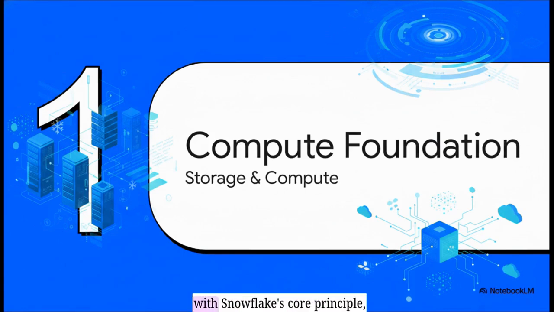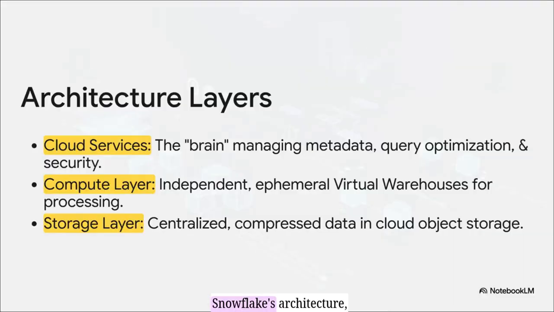Okay, so it all begins with Snowflake's core principle, the complete and independent separation of storage and compute. This is really the architectural hallmark that enables the platform's incredible elasticity and concurrency. Snowflake's architecture, as you know, has three distinct layers. At the bottom, the storage layer holds all your data in centralized compressed micro-partitions. Up top, the cloud services layer acts as the brain, managing everything from optimization to transactions and security. And right in the middle, you have the compute layer, which is populated by these independent virtual warehouses.